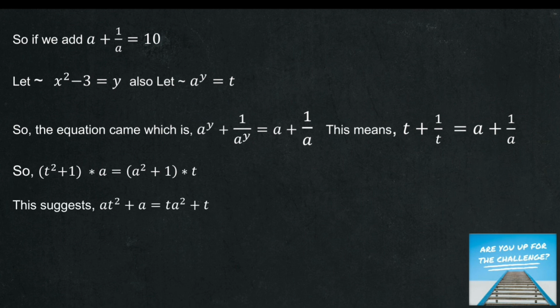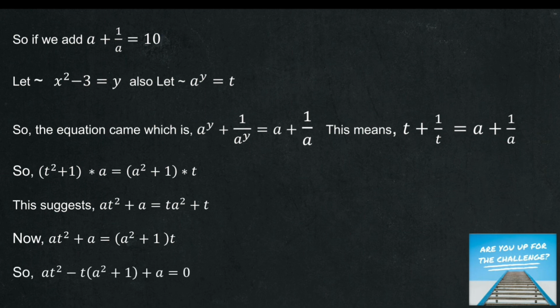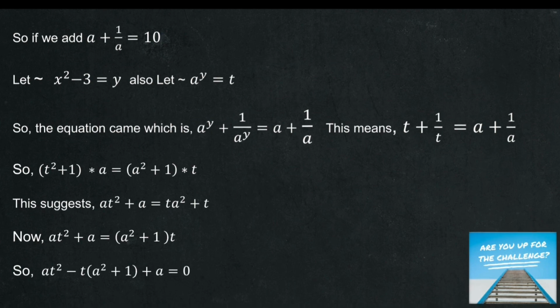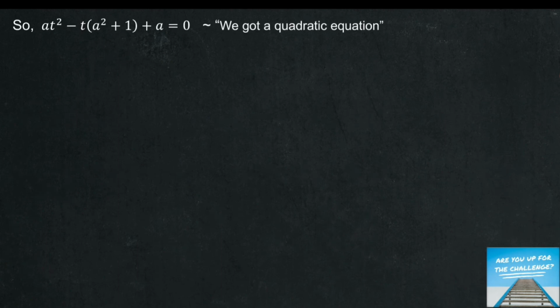So this thing suggests, if we open it, a square plus 1 equals t a times a square plus 1. If we take all of them to the left hand side and simplify more, I can see t as common once again. So a square plus 1, again the same process I have done, nothing else, and I took this thing over there. And now can you see a quadratic equation? a t square minus t into a square plus 1 plus a equals 0.